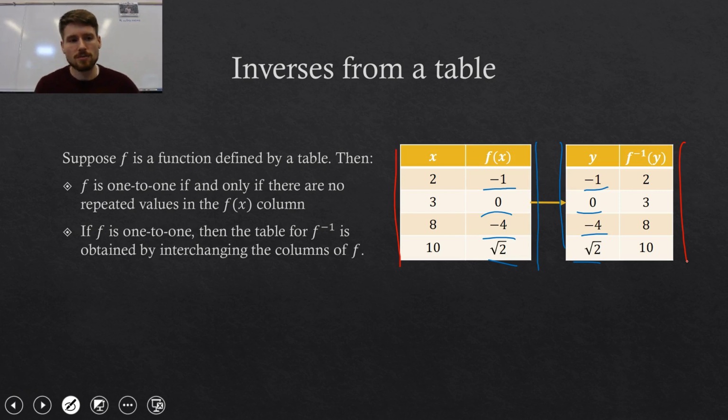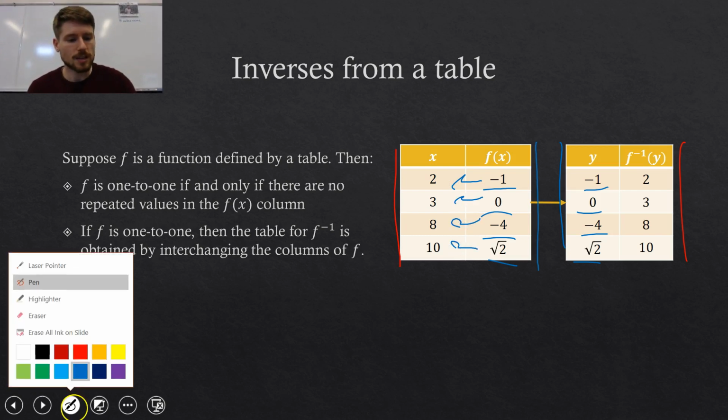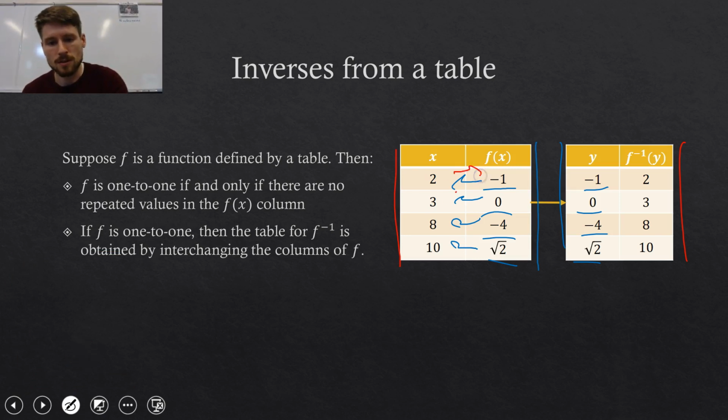So if you plug -1 into the inverse function, it gives you 2 as the answer. If you plug 0 into the inverse function, it gives you 3 as the answer, and so forth. So it's basically running this machine backwards. So it's sending you back to where you came from, whereas the original function was sending you forwards from 2 to -1, 8 to -4, 10 to √2, and 3 to 0, and so forth. Okay, so that's simply inverses from a table.